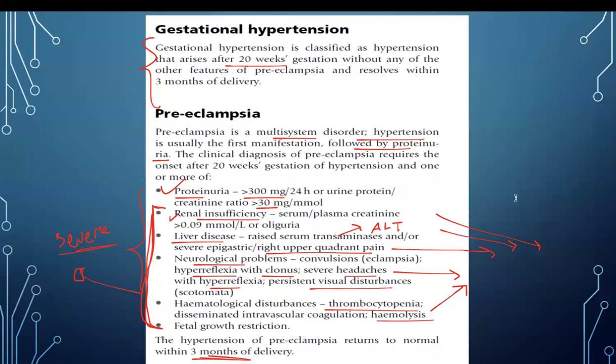Yes, so HELLP syndrome, very good. HELLP syndrome is a feature of impending eclampsia. HELLP syndrome is hemolysis, EL for elevated liver enzymes, and LP for low platelets, which is thrombocytopenia. So hemolysis, elevated liver enzymes, low platelets, that is HELLP syndrome. And it is also a feature of severe preeclampsia.